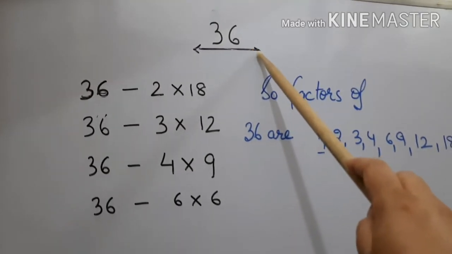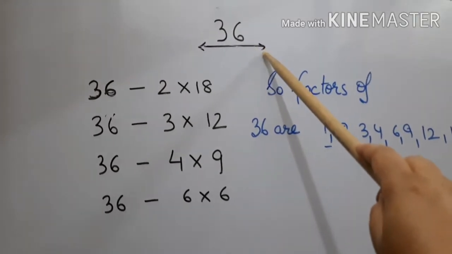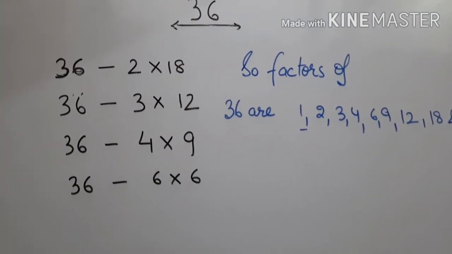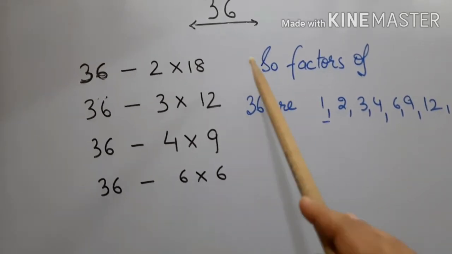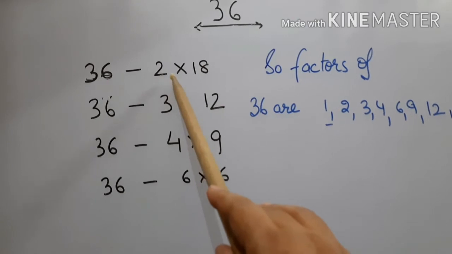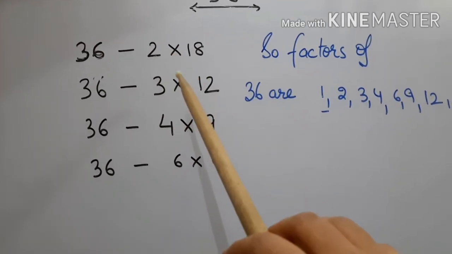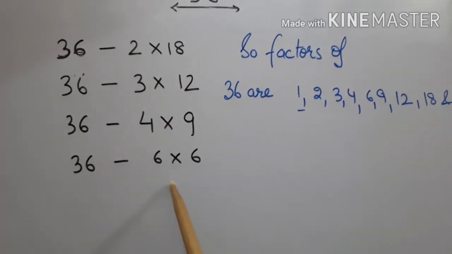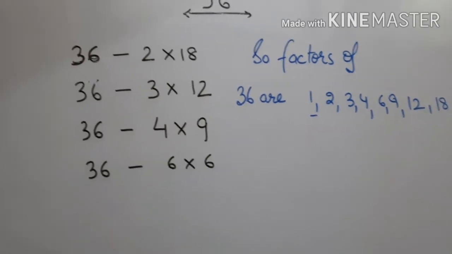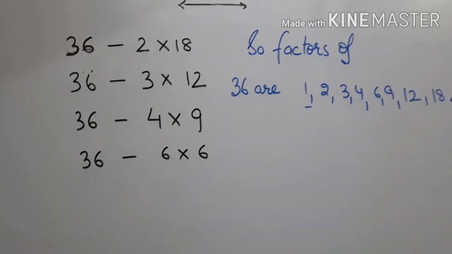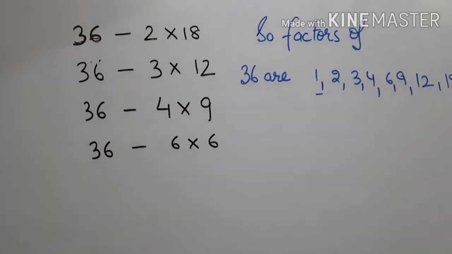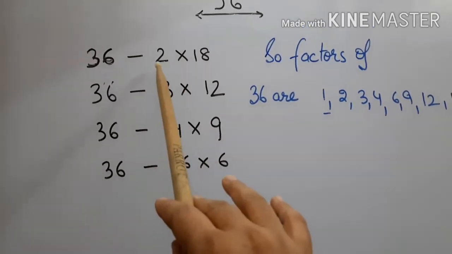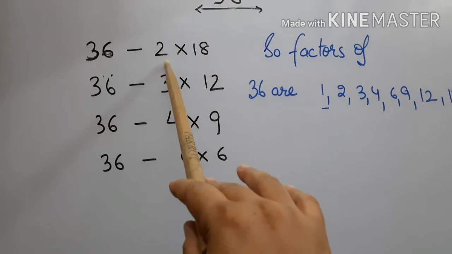Now let us consider another example, 36. I have to find the factors of 36. To find the factors of any number, one should know either the tables or the divisibility tests. If you don't know how to check whether a number is divisible by 2, 3, 4, 6, then you can see my links below in which I have explained how to find whether a number is divisible by 2, 3, 5, 4, 6, 10, etc. Here I know since it is an even number, it is divisible by 2.